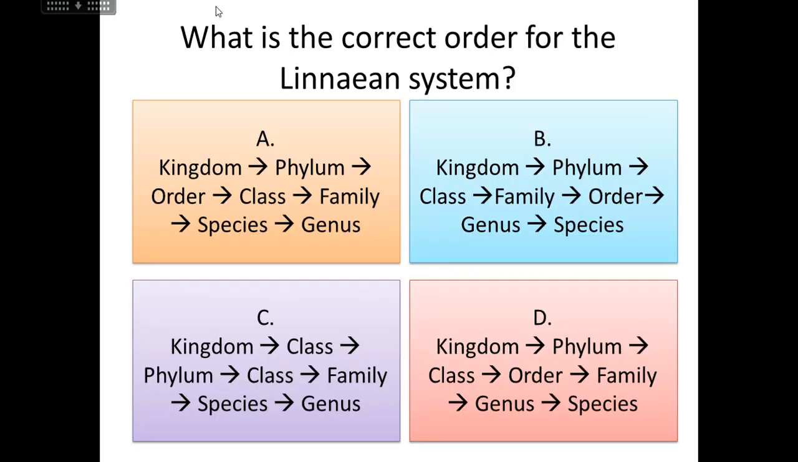So have a quick think about this one. Which is the correct order for the Linnaean system? Which is the biggest group and which is the smallest group, and which way do you have to put all the bits in between? So pause the video if you need to, and then make your decision.